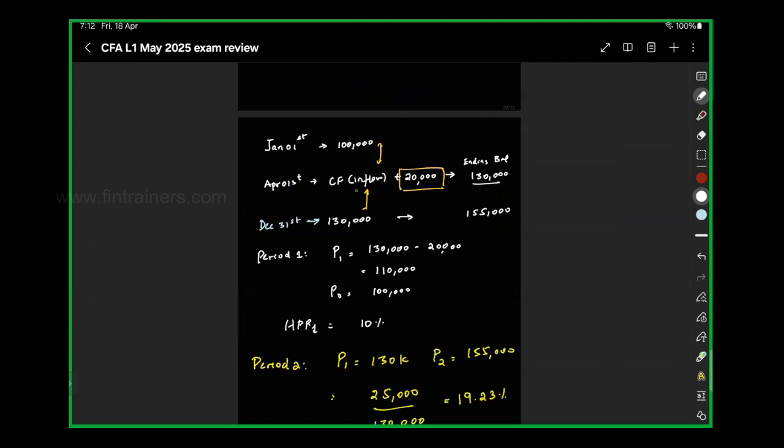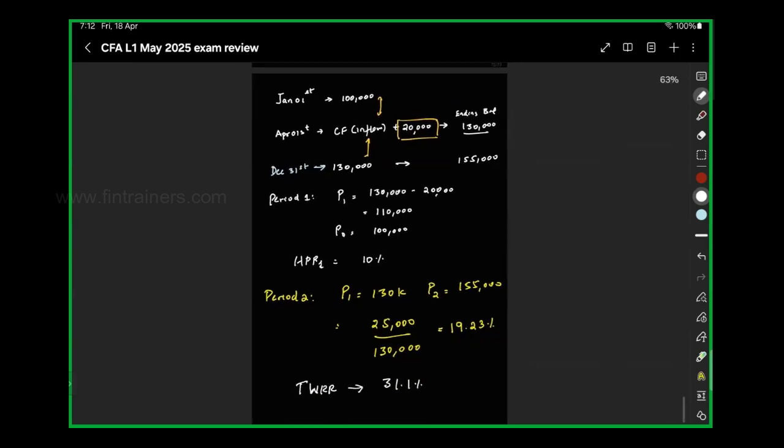I said there was a cash inflow of plus 20,000 on April 1st. And after that cash flow, the ending balance is 130,000, including that cash flow. So the return was only 10%, not 30%, because 20,000 was just an investor cash flow that we can't include in our holding period return calculation.